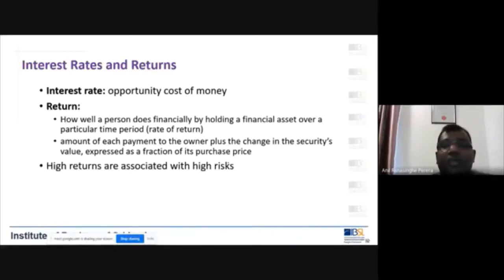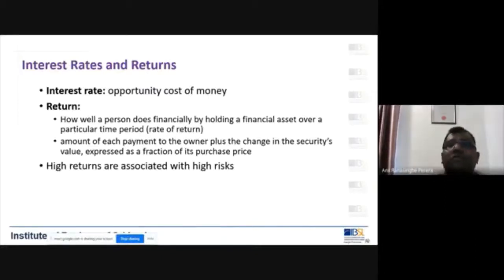So this return is basically subject to changes in prices over time. For example, if you buy a security today, a treasury bill, how much will it be worth in 1 month's time? If you take the difference, that will give you an idea of the return. That is not the interest. That is coming from changes in the value of the price, and if you calculate that as a share of the purchase price, you get the return.